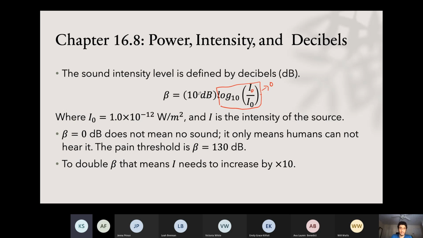And since the intensity level beta is multiplied by a log of base 10, if you want to double beta, that means you need to multiply I by 10. You need 10 times the I to double the intensity level, the decibels.